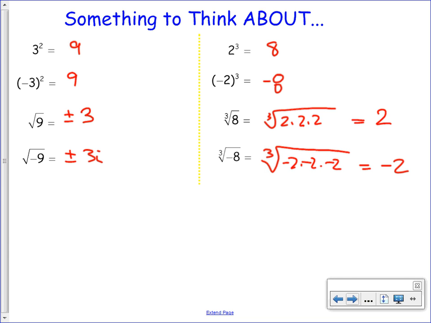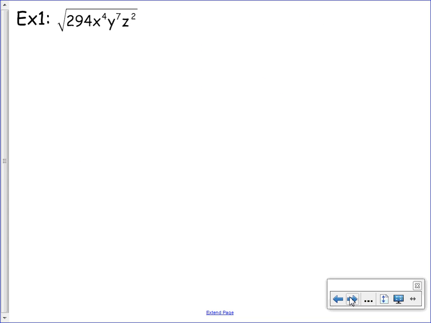Okay, so the process is basically the same. All I'm doing is throwing in different indices at you. All right, here we go. What's the index? It's a 2. So in this one, we know the index is 2, which means you have to pull out groups of 2.